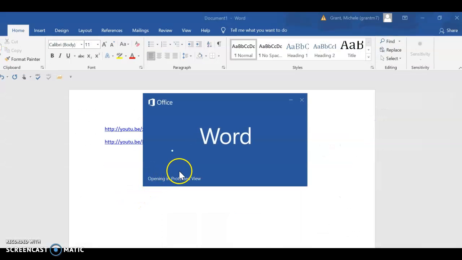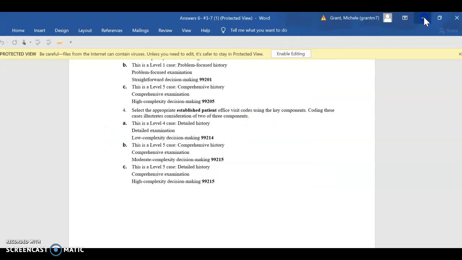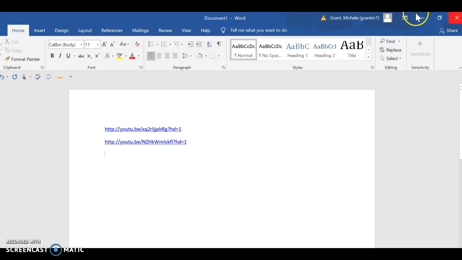Computer's a little slow here, which I just had up. Sorry about that.